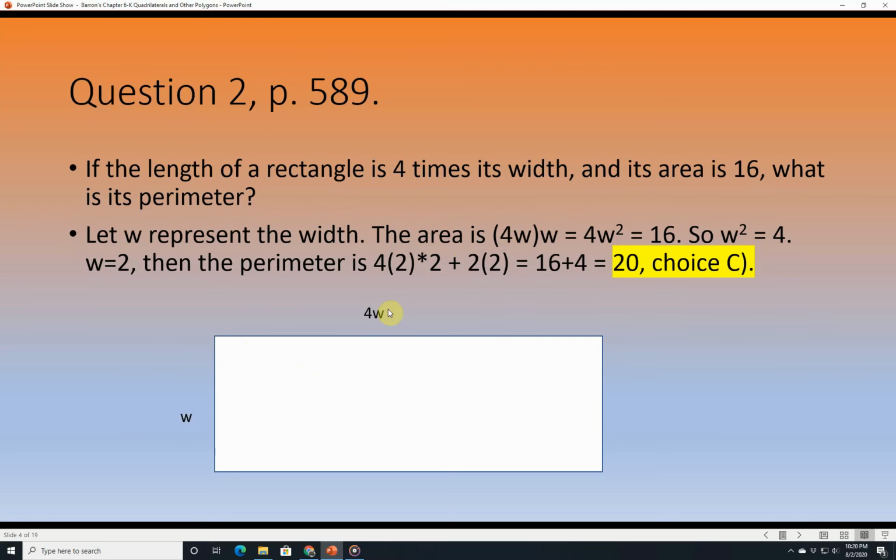The area is 4W times W, which is 4W squared, equals 16. So we divide both sides by 4, we get W squared equals 4. Obviously, W is equal to 2, since you're not going to have a negative length. So then the perimeter is 4 times 2 times 2 plus 2 times 2, which is going to be 16 plus 4. I'm sorry, yeah, 16 plus 4, which is 20, which is choice C. So let's go on to the next thing.